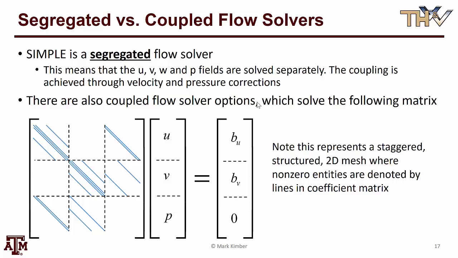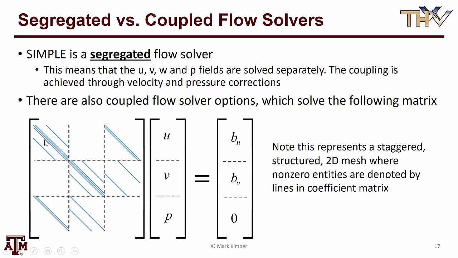And they are solving the matrix that you see here. So this represents a large matrix. We've got the U. We have U at all our nodes. We have V at all our nodes, and then we have pressure at all our nodes. We've got the source terms in each of these. This is 0 because this bottom equation represents our continuity equation. So we don't have pressure built into that. That's why this section here is blank. All these lines here represent non-zero entities in our matrix, in our A matrix, our coefficient matrix.